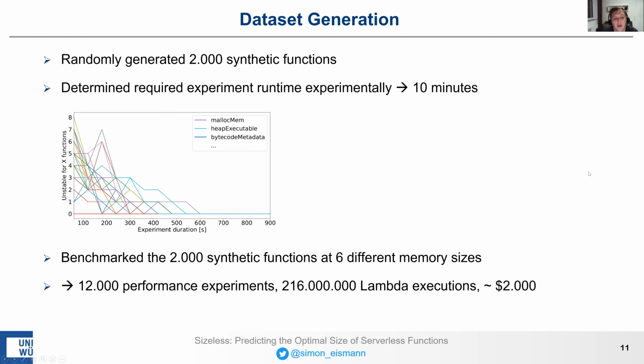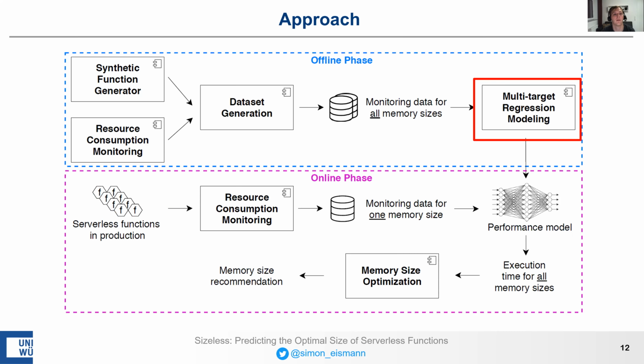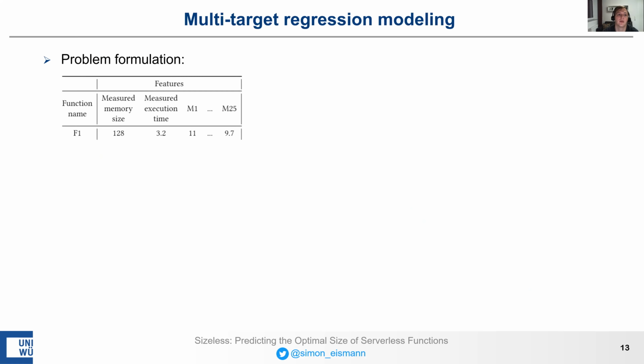Then we benchmark the 2,000 synthetic functions at 6 different memory sizes, which means we've conducted 12,000 performance experiments, which equals 216 million Lambda executions and about $2,000 in cloud costs. So finally, with this data set, we can now build our regression model.